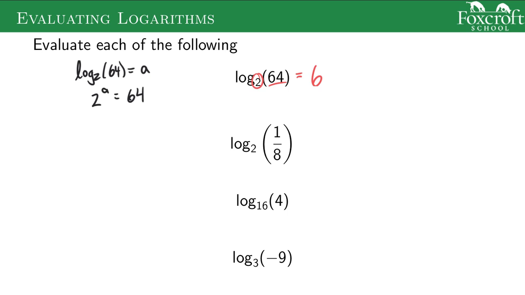So we're going to do the same thing here. 2 raised to what exponent equals 1/8? Well, one thing, we're taking a whole number and it turns into a fraction. So if you remember from our exponent examples, that means our answer has to be negative, because that's the only way a whole number is going to turn into a fraction with an exponent.